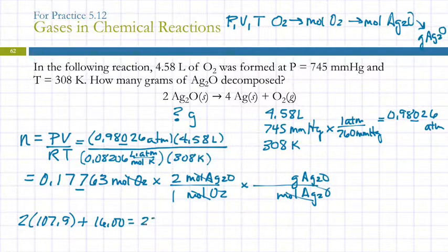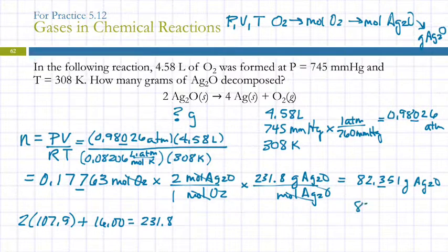$231.8. So 231.8 grams per mole. So I take my number of moles, I multiply by 2, and I multiply by 231.8. And I get a mass of 82.351 grams of silver oxide. And for sig figs, that's going to be 82.4 grams.